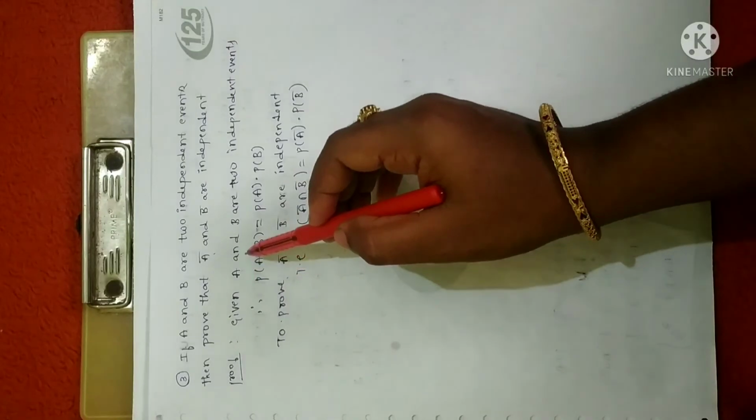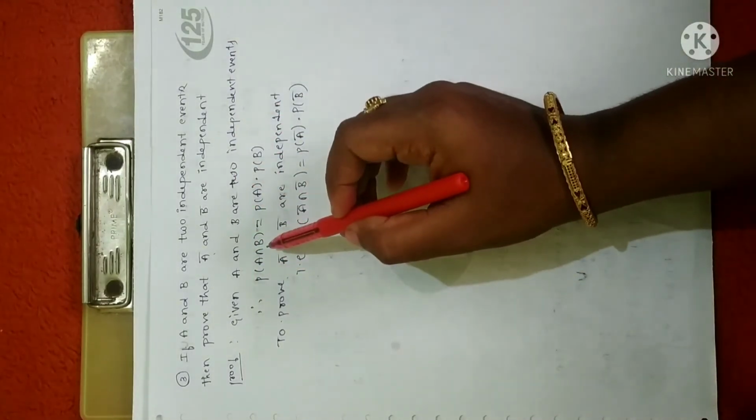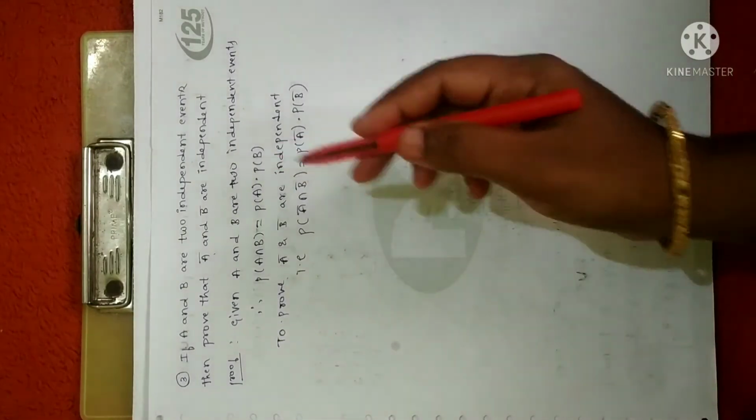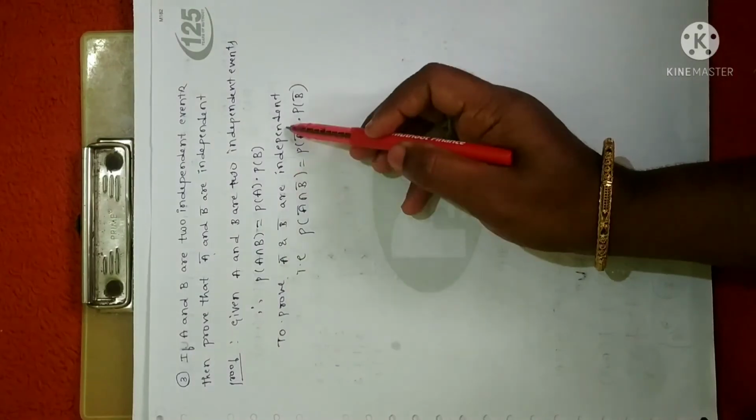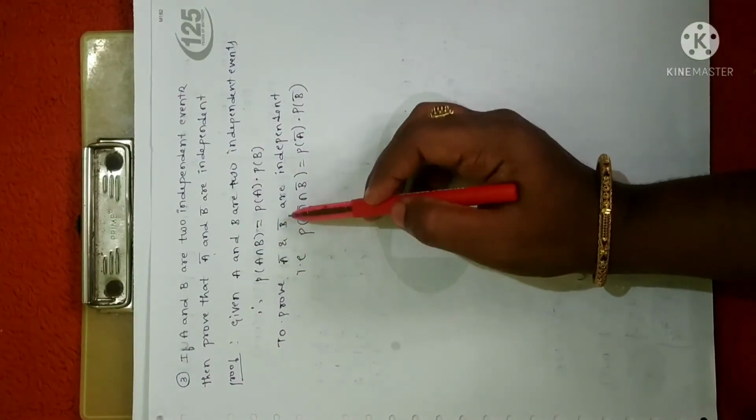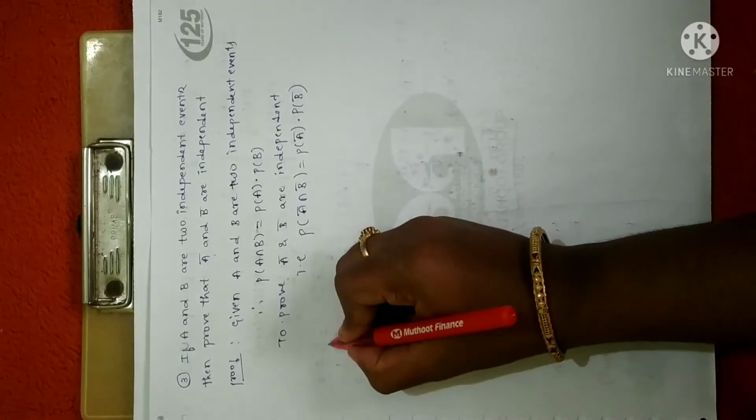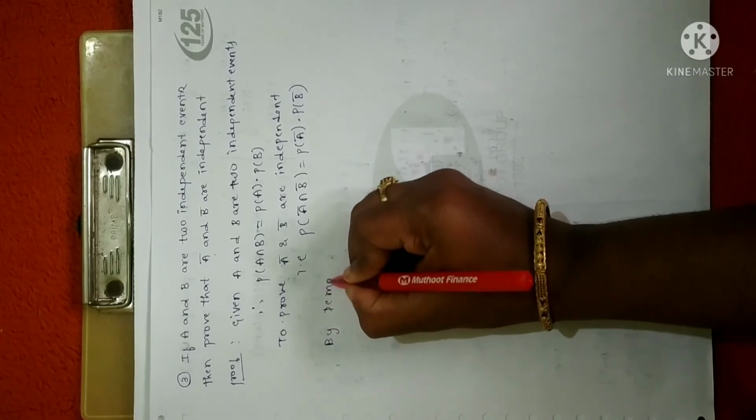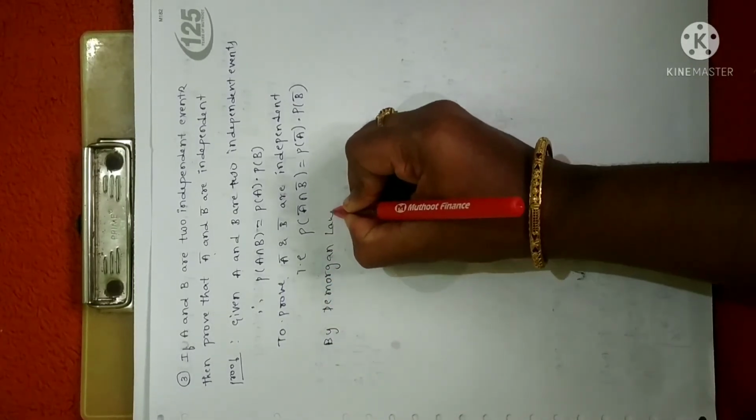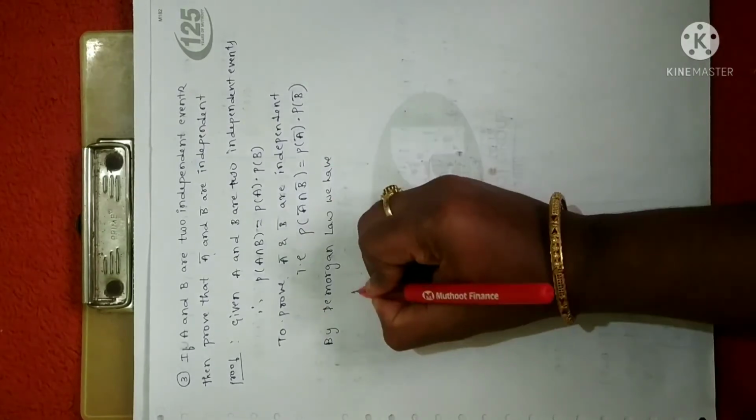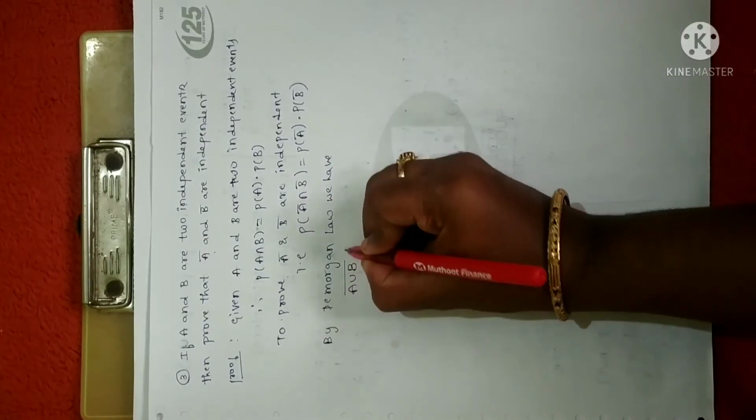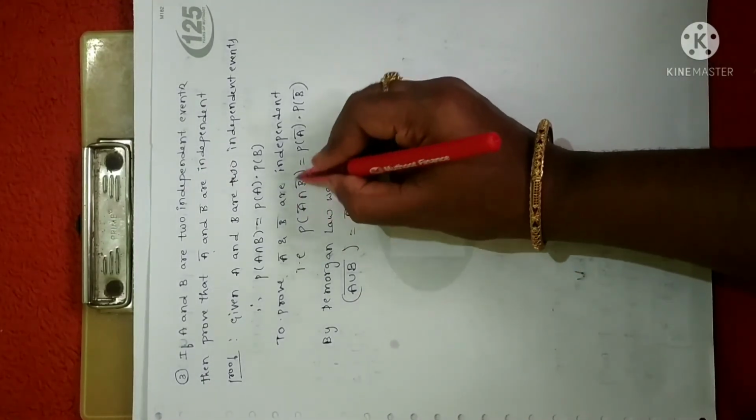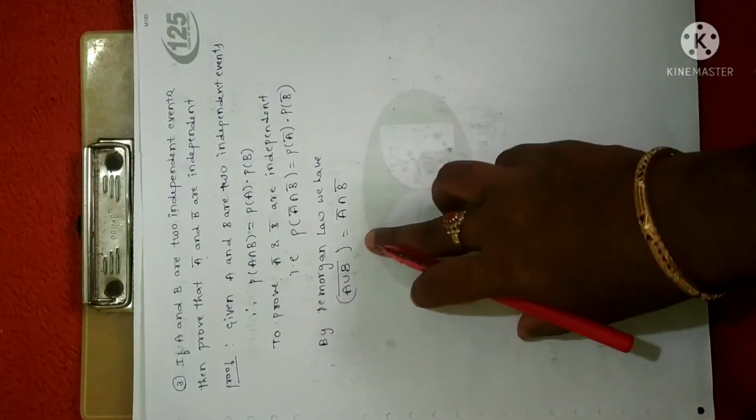See here, if any two events A and B are independent, then this condition holds good. That is, probability of A intersection B is equal to probability of A into probability of B. Now we have to prove that A bar and B bar are independent. So in place of A, A bar should be there. In place of B, B bar should be there. So let me prove that. Let us consider De Morgan's theorem. By De Morgan's law, what do we have? We have A union B whole complement is equal to A complement intersection B complement. In order to get this term, I have considered this law of De Morgan's.